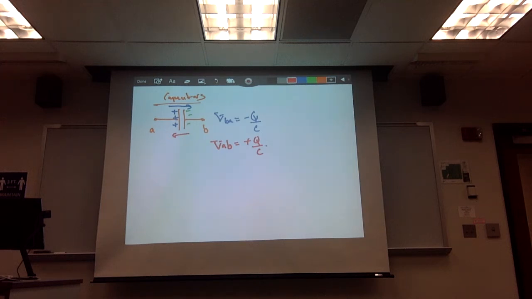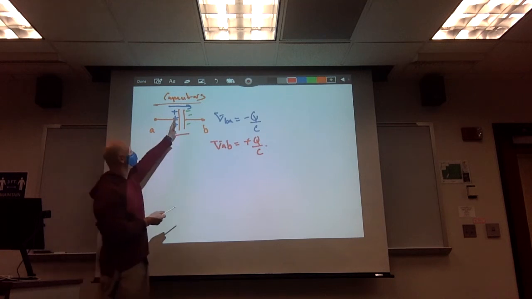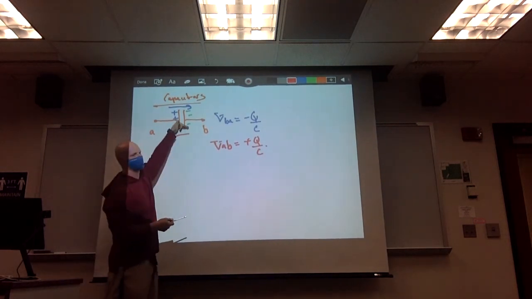So it's not dependent on the direction of the current. But in a way it is, because how this one is positively charged here and this one is negatively charged here means the current actually is going in this direction.